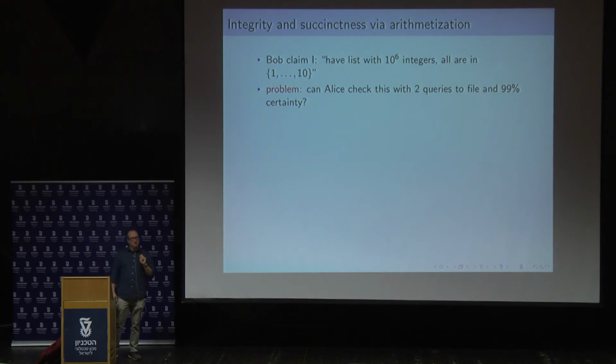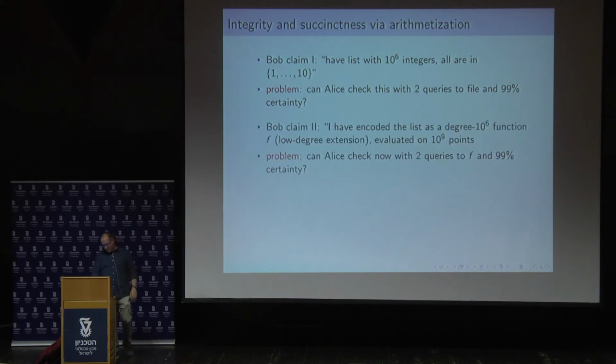So if she queries half of them, or actually if she queries 999,000, she could still get it wrong, right? Because maybe the one she didn't check could be not in this range, right? So, okay. Bob is saying, yeah, Alice, I want to help you.